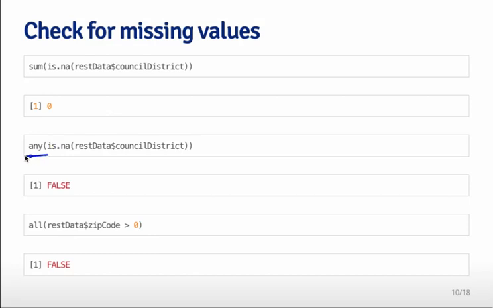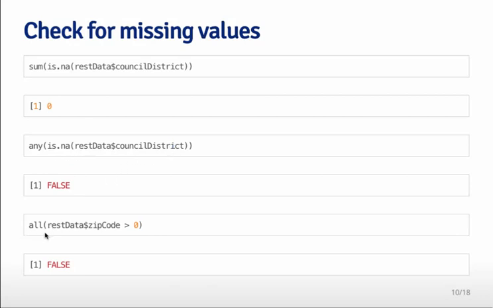You can also use the any command. The any command will just look through this entire set of values. In this case, is.na returns TRUE or FALSE, and any can then check to see if any of these values are equal to TRUE. In that case, there would be a value that's equal to NA. In this case, none of the values are NA, so any returns FALSE because all of the values are FALSE. None of them are NA.